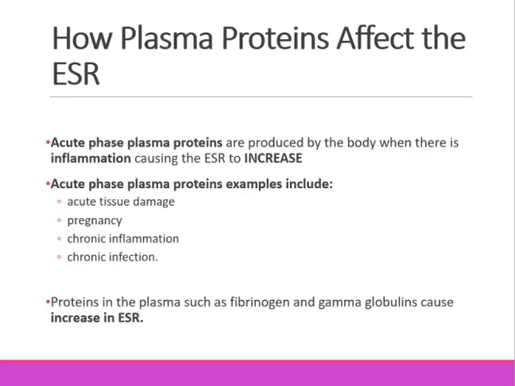How can our plasma affect our ESR results? Our acute phase plasma proteins are produced by the body when there's inflammation, causing our ESR to increase. Our acute phase protein examples include when there's acute tissue damage, if someone is pregnant, if there's chronic inflammation, or if there's chronic infection. Also, we mentioned earlier that proteins in the plasma, such as fibrinogen and gamma globulins, can cause an increase in our ESR.